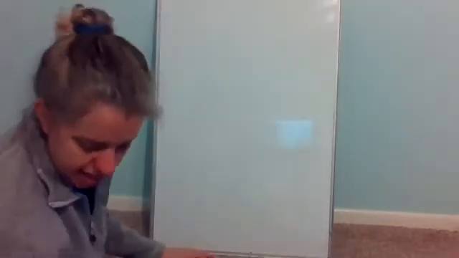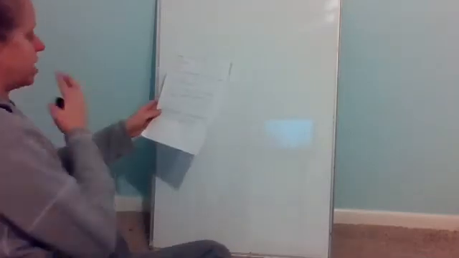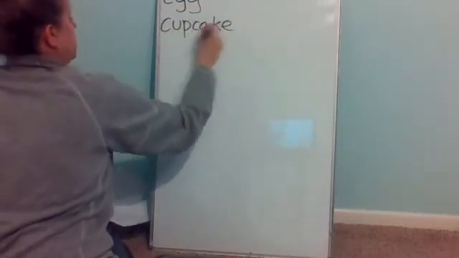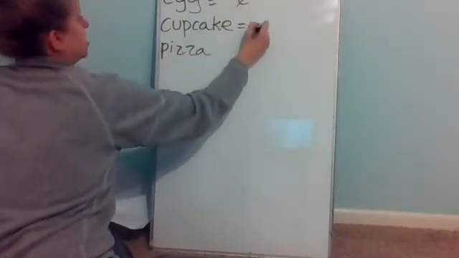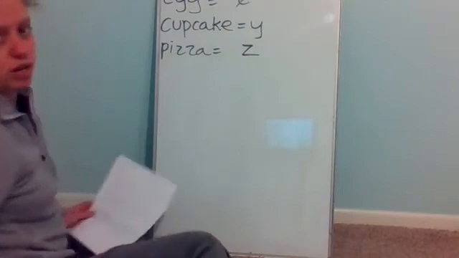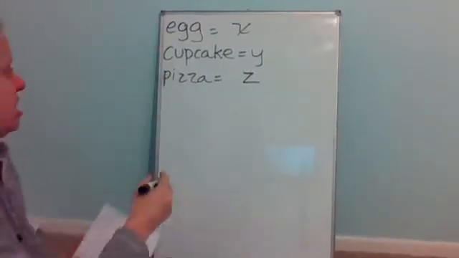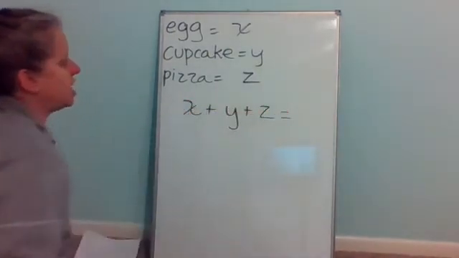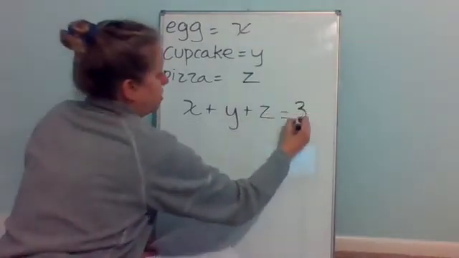All right, this is the egg, cupcake, and pizza problem. Remember it says by eating 1 egg, 1 cupcake, and 1 slice of pizza. So let's write these things down. Egg, cupcake, pizza will be our X, our Y, and our Z. So the first thing it says, by eating 1 of each of these, so 1 X, 1 Y, and 1 Z, a child consumes 302 milligrams of cholesterol.